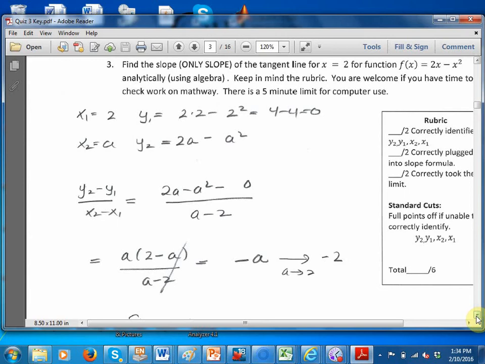Sue? Where was the rubric for question number 2? There was none. It was all or nothing. You either know that answer or you don't, right? There's no partial credit on that one.